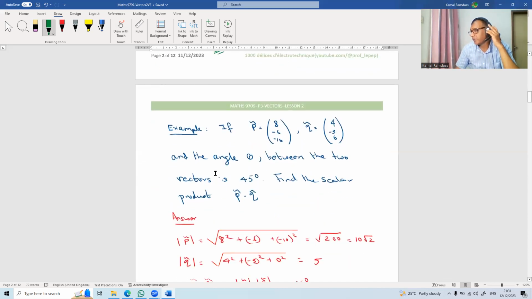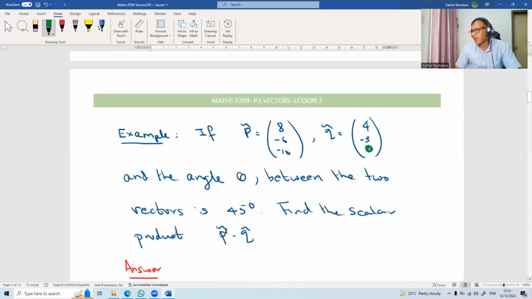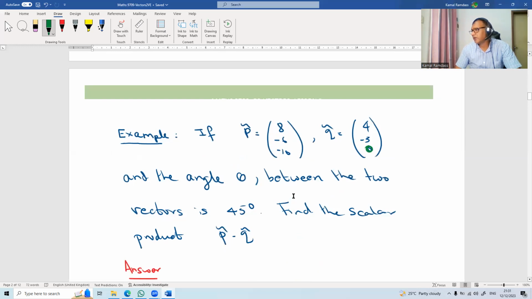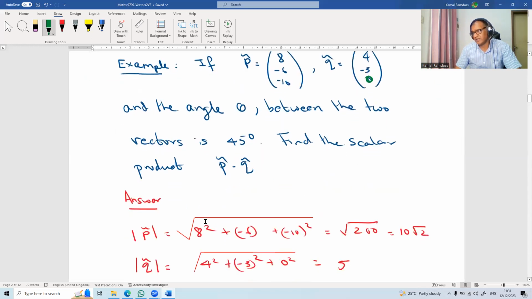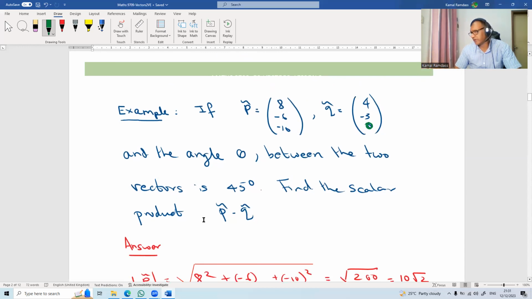OK? Exemple, if P bar is equal to, in terms of column vectors, 8, minus 6, minus 10, and Q bar is equal to 4, minus 3, 0, OK? We'll zoom in a bit. And the angle theta between the two vectors is 45 degrees. Okay, the angle, nous connaissons 45 degrees.